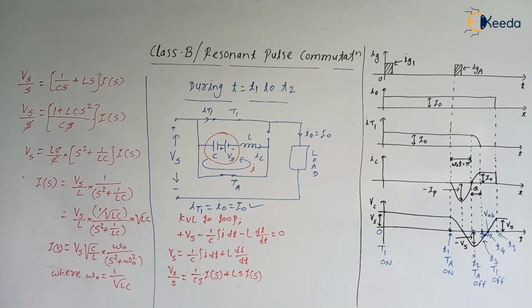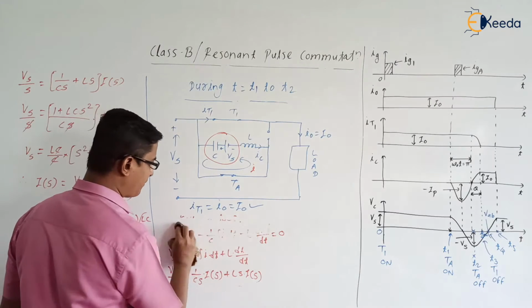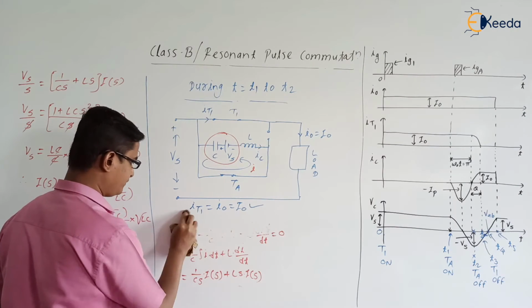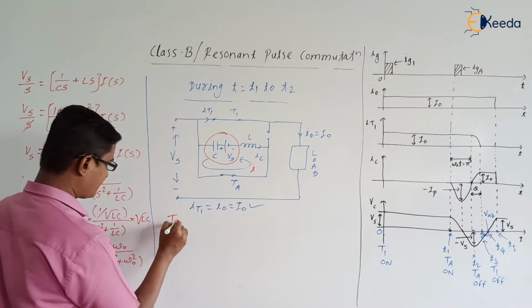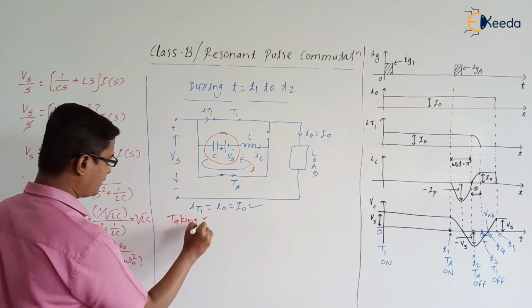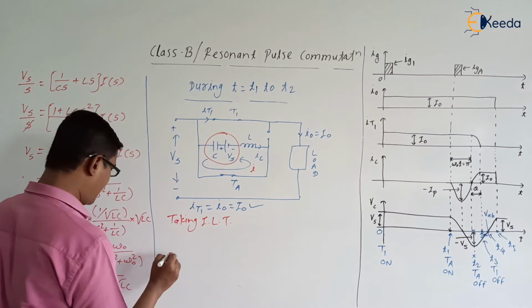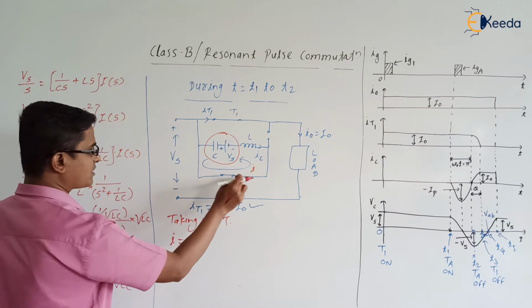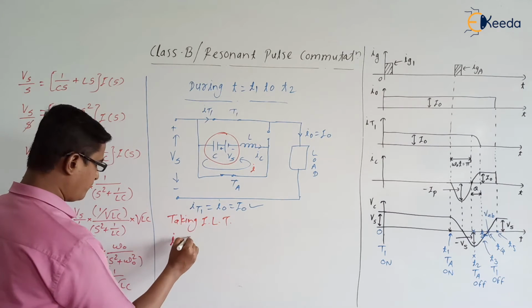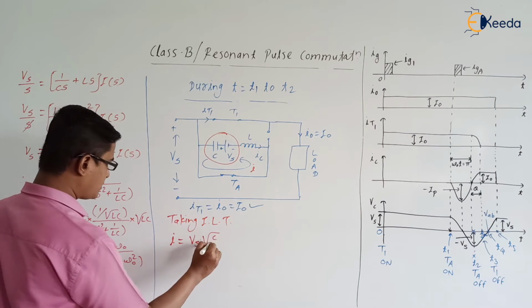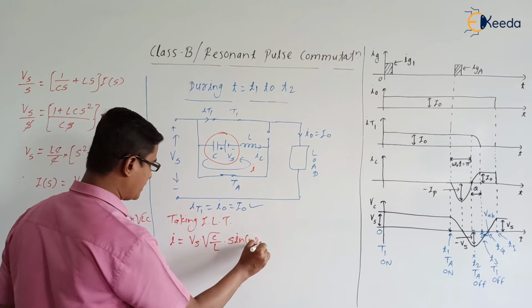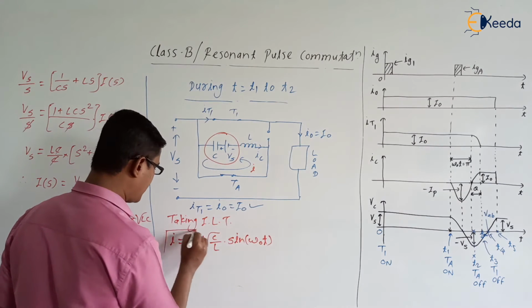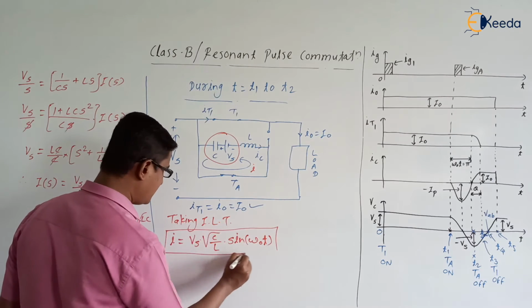So further, can we write it by taking the Laplace inverse? Taking the inverse Laplace transform, we can write I is equal to Vs into under root C by L into sine of omega 0 t. I means this current, be careful. This is the current I expression, that is the discharging current.